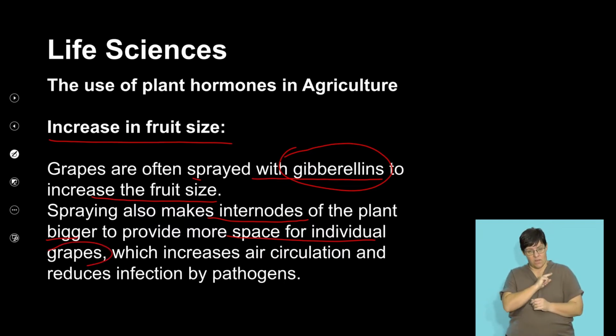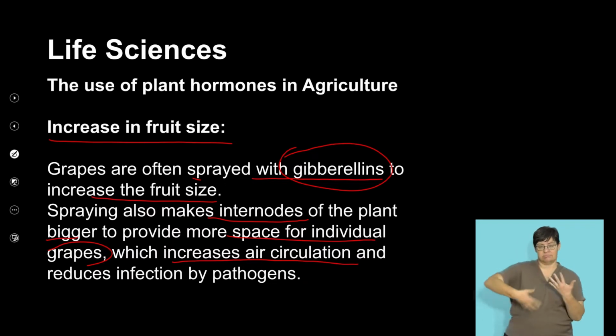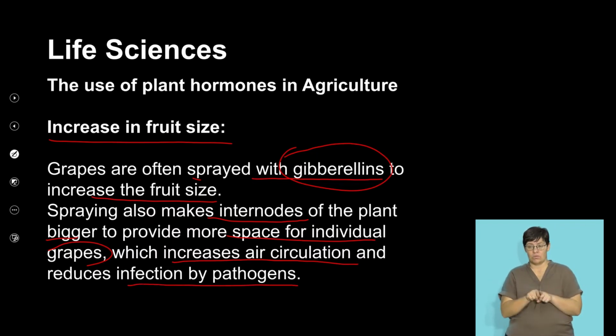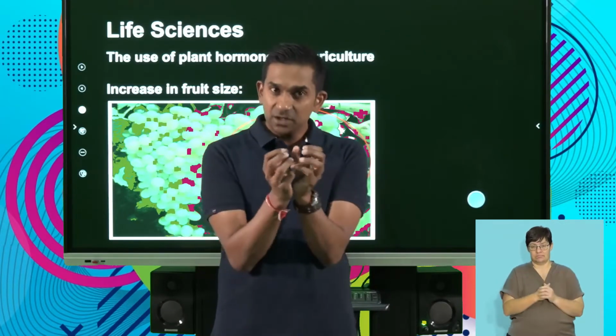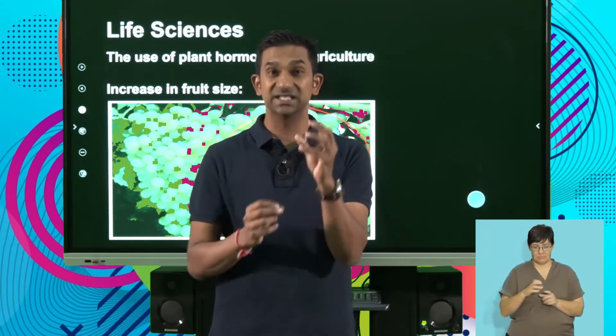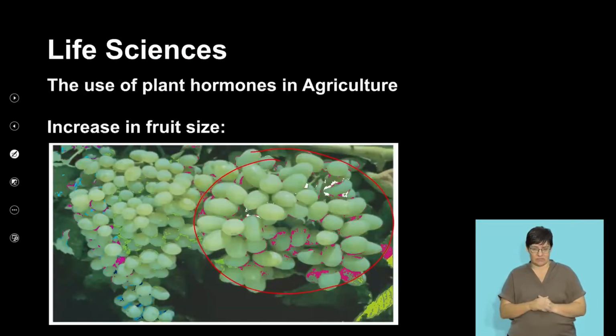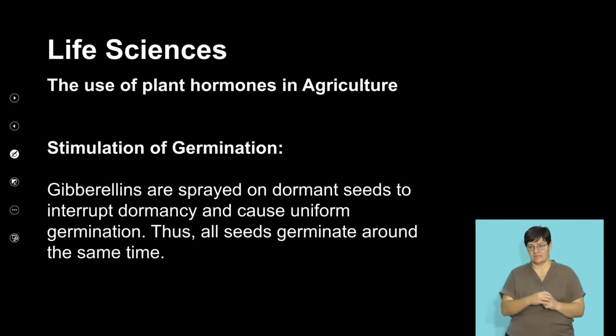And this is because there's an increase in air circulation, which also reduces the infection by pathogens such as fungi. So here you're seeing a large bunch of grapes, significantly larger, and that's because of the hormone that allows for the nodes between the grapes to be larger, and that allows for greater growth of the fruit, increasing the size of the fruit. And that's amazing how these bunches of grapes actually become significantly larger.